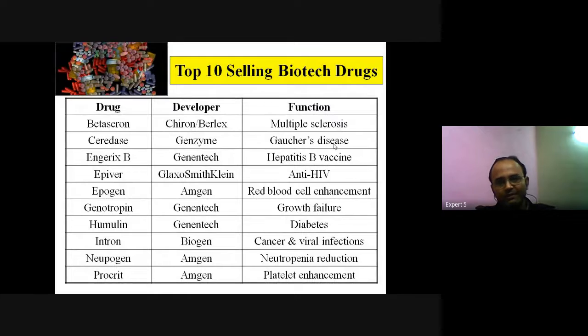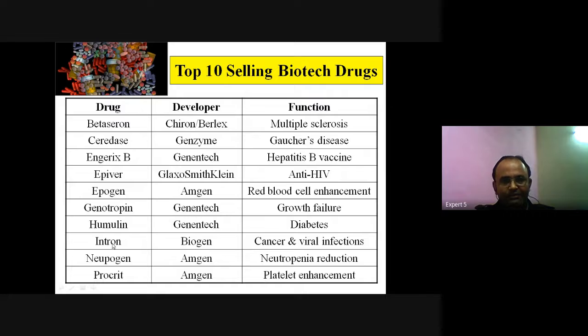These are the top 10 selling biotech drugs. Betaseron, which is used for the treatment of multiple sclerosis; Cerezyme, used to treat Gaucher disease; Engerix-B, generally used as a hepatitis B vaccine; Livia, an anti-HIV drug; Epogen, a red blood cell enhancer; Protropin, generally used for growth failure; and Humulin, which is used to treat diabetes.